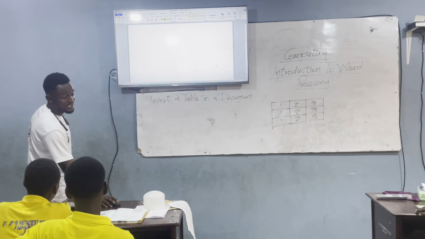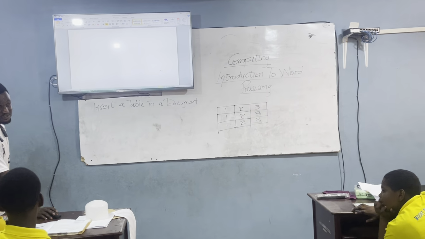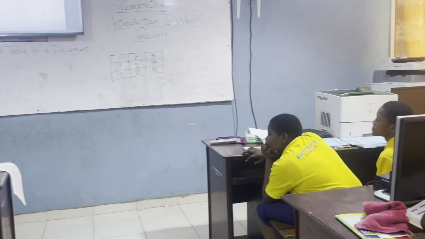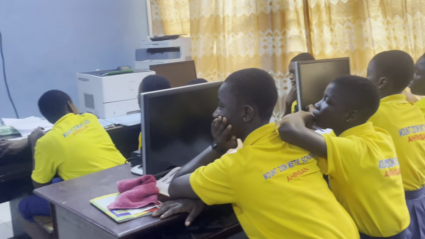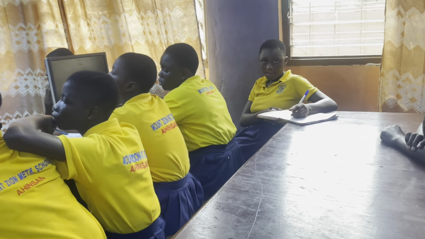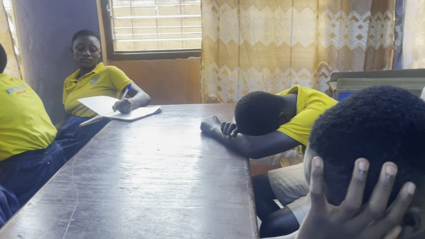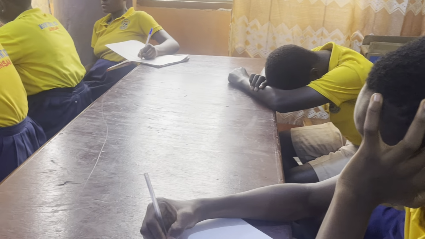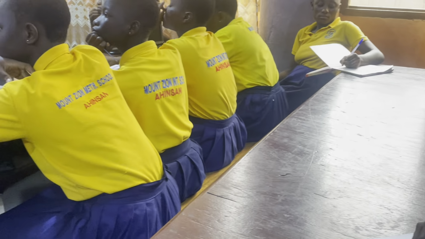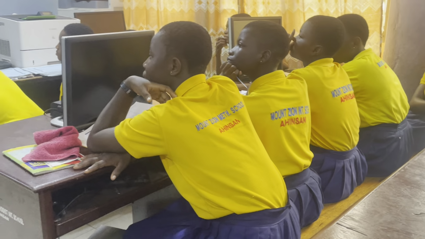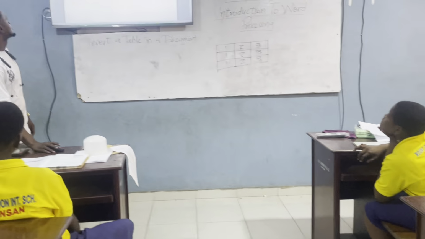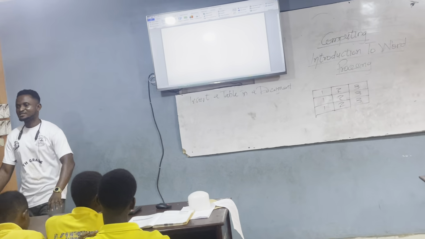Have you seen it? So I want my table to appear in this area of the document. Then that's the first step. Then the second step, you navigate and click on the insert tab. So there is the insert tab. You click on it. Have you seen it?